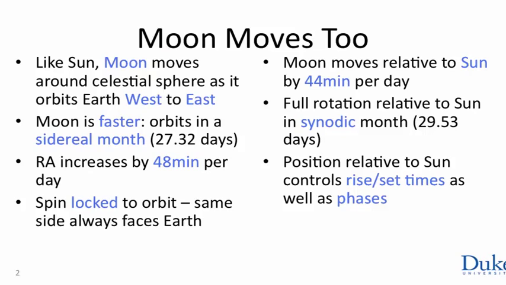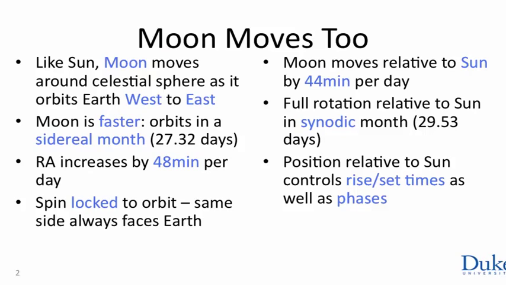Now, the moon, therefore, moves to the east along the celestial sphere by 48 minutes a day. The sun moves to the east along the celestial sphere by 4 minutes a day, which means the moon moves faster to the east along the celestial sphere. The moon moves 44 minutes per day farther than the sun does, which means moonrise relative to sunrise is delayed by 44 minutes a day.